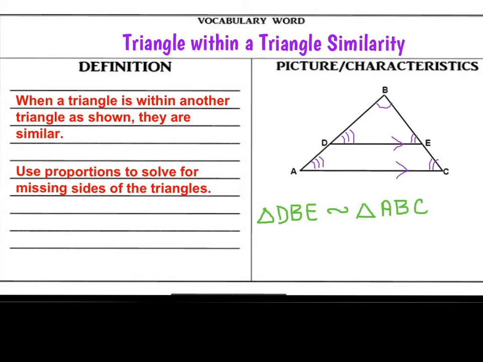So when they're similar, we're going to use proportions to try to solve for missing sides, like we have been. It's just now we're going to see the triangles set up a different way where they're embedded in each other. So I'll show you how to solve those on the next page.